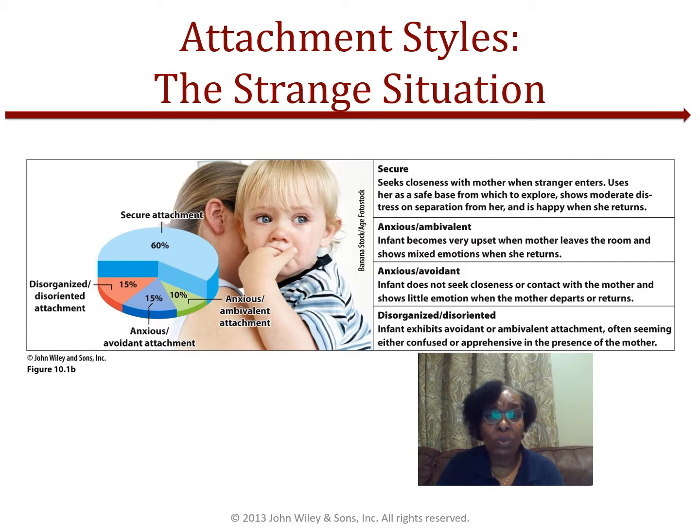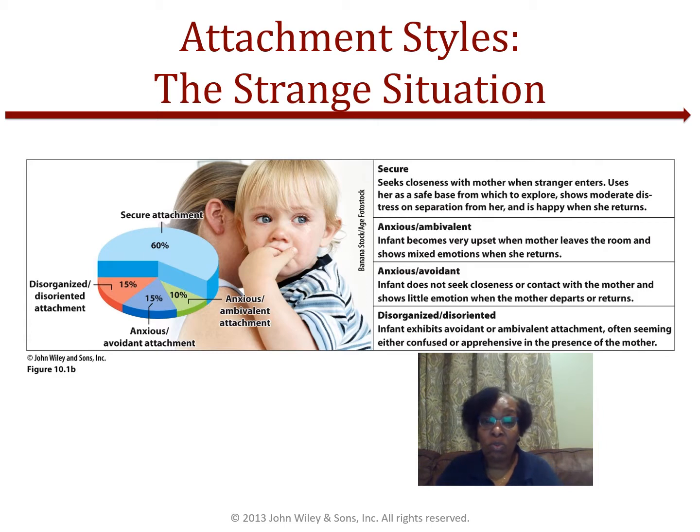The third one, anxious avoidant, is about 15% of those infants. The infant does not seek closeness or contact with the mother, treats the mother just like the stranger, and shows little emotion when the mom departs or returns. The disorganized, disoriented group, which was about 15%, showed a mixture of avoidant and ambivalent behaviors, seeming either confused or apprehensive toward the presence of the mother.